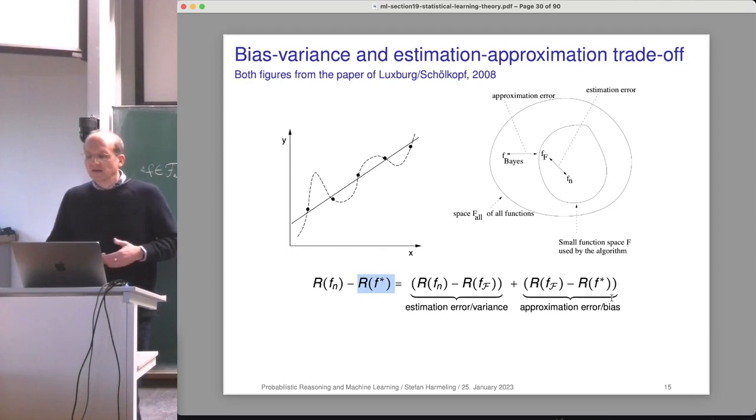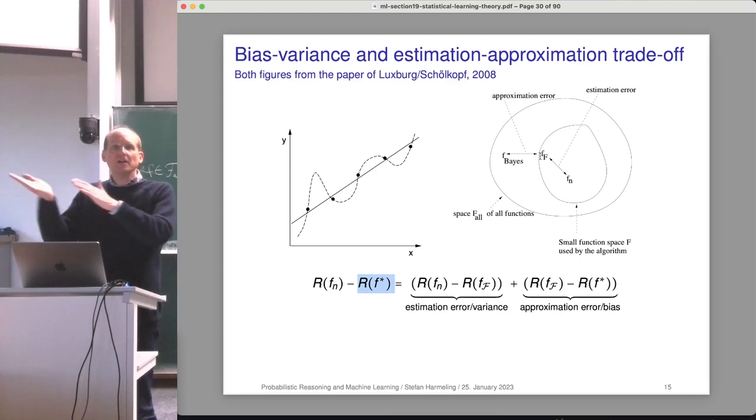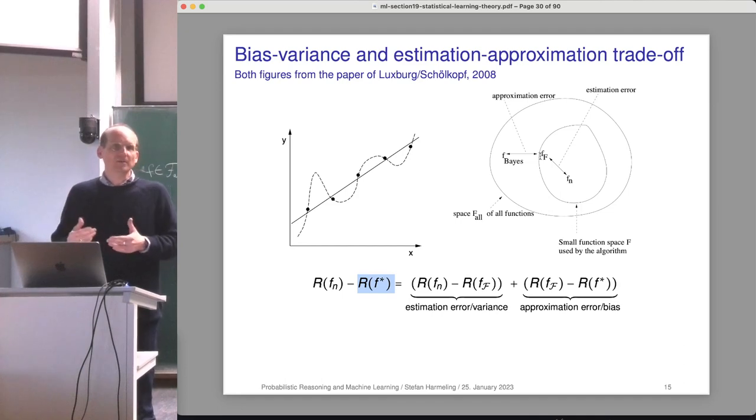It's an approximation error because my function class is just not capable of getting closer. So it's an approximation problem that I have here. It's also called a bias because it's kind of biasing my solution towards linear functions. So I have some bias in my model that restricts the possible performance. That's why it's also called a bias.